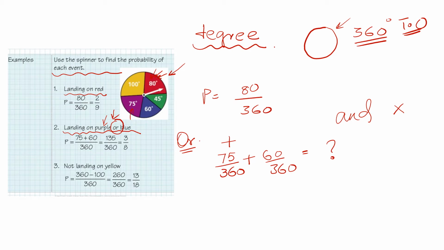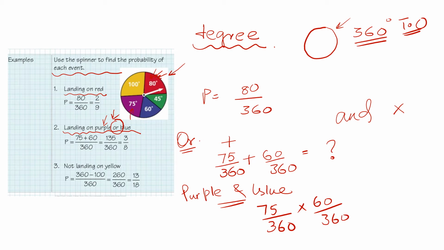Now, for example, if the same question comes as landing on purple and blue, then what will you do? Purple is 75 over 360, and for the "and" you write multiply, 60 over 360. This is the way you will solve the questions with "and".